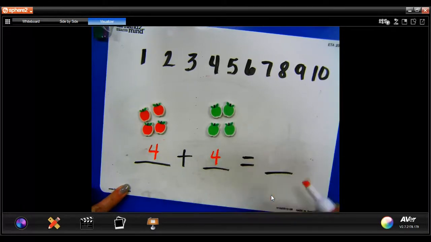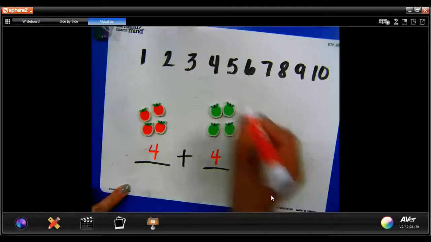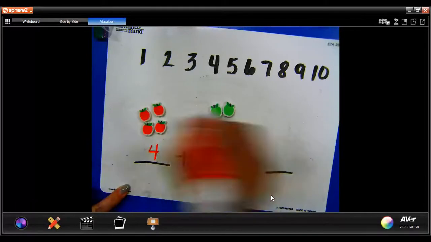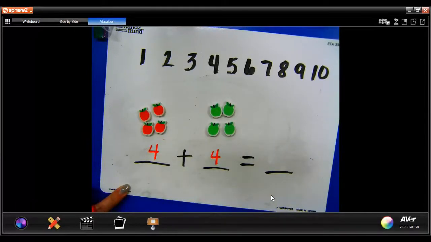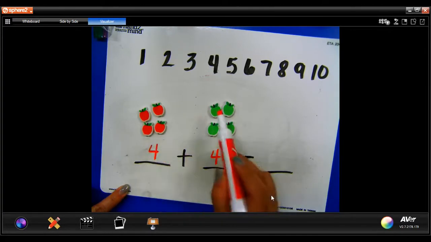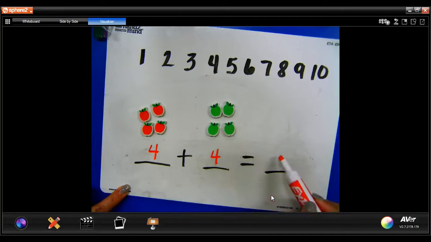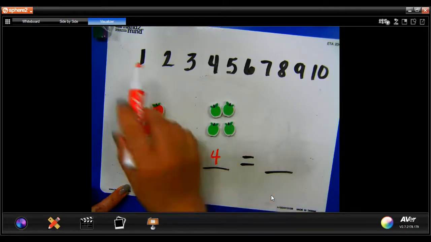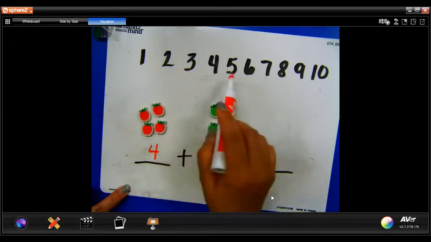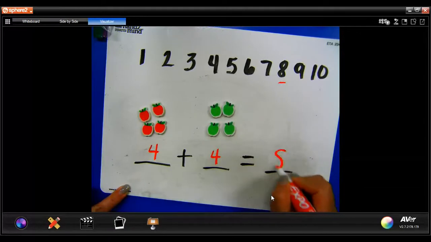Okay, so now we're ready to find the answer, and the number that goes here. And we're going to get the answer by counting all of the red and green apples together. So count with me. 1, 2, 3, 4, 5, 6, 7, 8. So our answer is 8. Remember, if you can't remember which one is 8, you can always go 1, 2, 3, 4, 5, 6, 7, 8. That one's 8. So we're going to write 8 here.